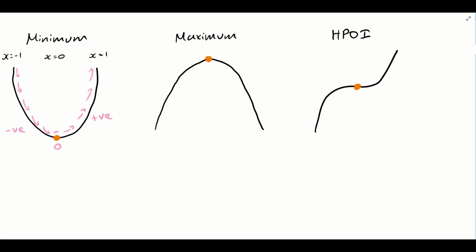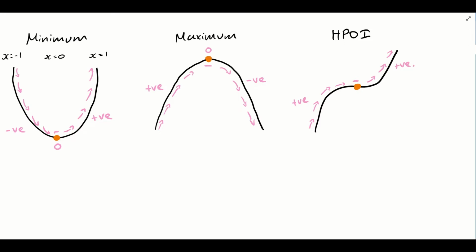And if we do that for all three, so for the maximum, we can see that here we have a positive gradient coming up until we get to our critical point where the gradient is 0. And then we come back down the other side and our gradient starts being negative again. So over here we have a positive gradient to start with, 0, and then negative over on the right-hand side. And for the horizontal point of inflection, we see that the gradient here is positive. It's climbing, it's climbing, it's climbing, and then it gets to 0, and then it starts climbing again. Okay, so it's positive on both the left-hand side and the right-hand side of our critical point.